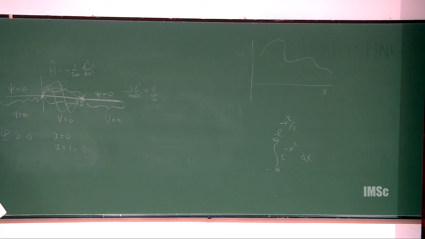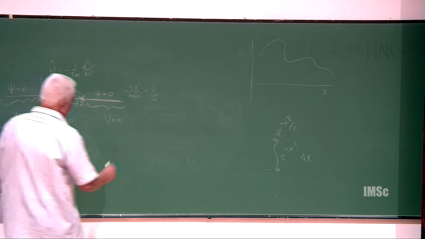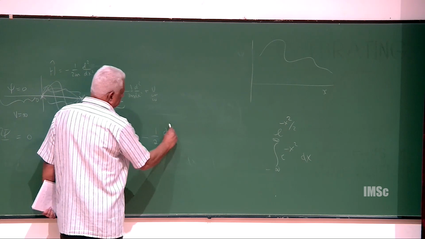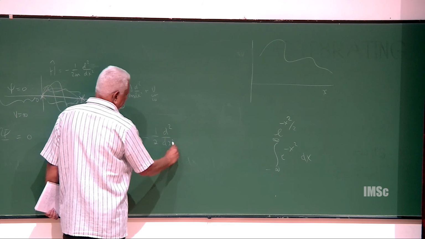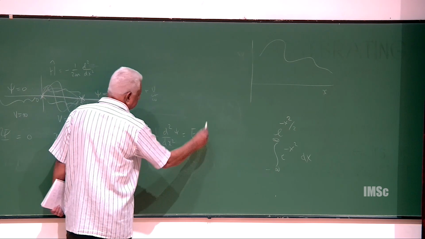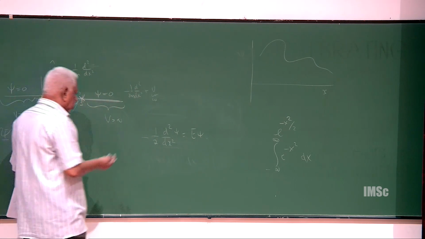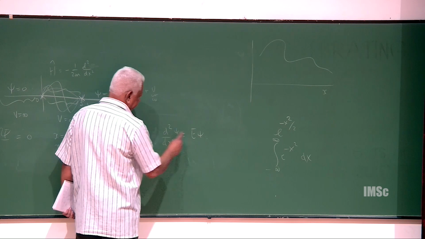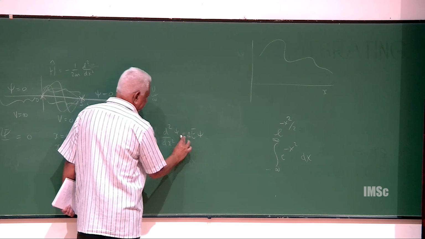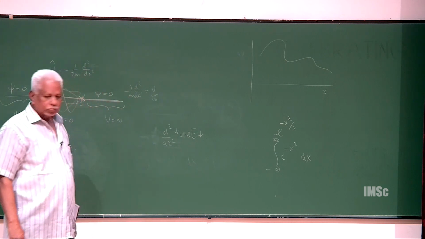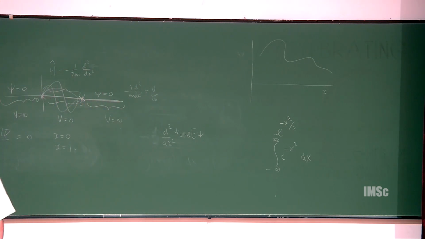and I am going to assume for the moment my mass of the particle is also 1. It does not matter whatever particle is there, as long as the mass is not 0. So it is minus 1 by 2 d square psi by dx square is E psi, or let me write it as 2E here with a minus sign. I am going to solve this equation. Now this is a very, very simple problem.